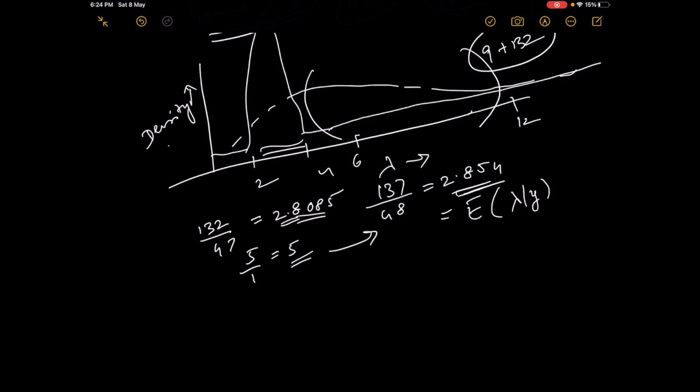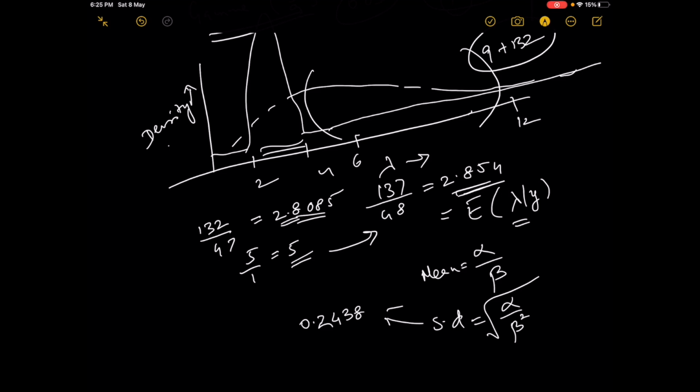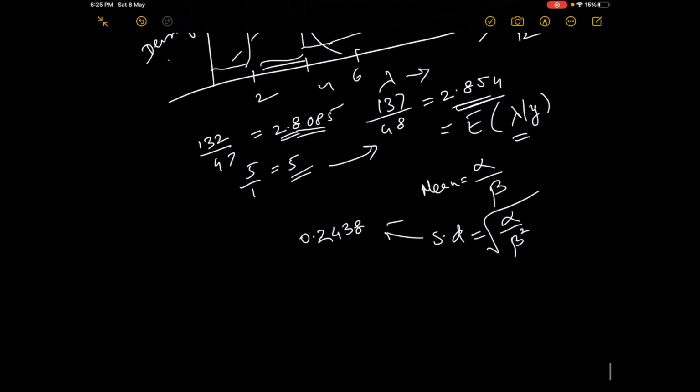For the gamma distribution, the mean of gamma is alpha by beta. We can use that, and the standard deviation of gamma is the square root of alpha by beta squared. Using this, we can compute posterior summaries. This is the posterior mean, and the posterior standard deviation comes out to be 0.2438. Now, if we wish, we can have a credible interval to estimate rather than a point estimate.